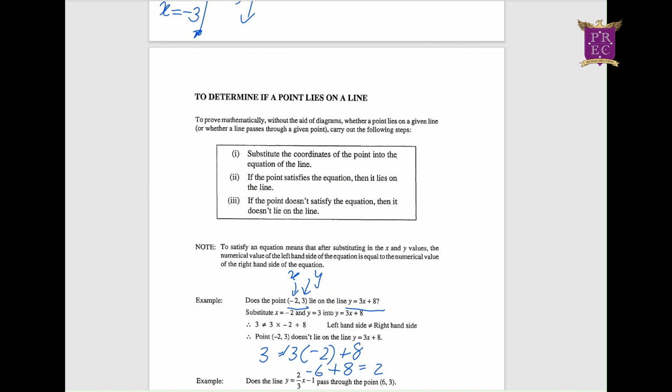So what you do is you substitute the point into the equation of the line. If it doesn't match up, if it's not equal, then it doesn't lie on the line. If it is equal, it lies on the line. Okay.